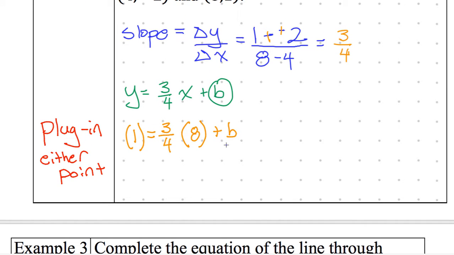How do I solve this? Somehow I need to simplify this multiplication. Can anyone simplify that for us? Fernando? You put a 1 into the 8, and then you multiply across. Multiply across, okay, 3 times 8, 4 times 1, plus b is equal to 1. Thank you, Fernando.